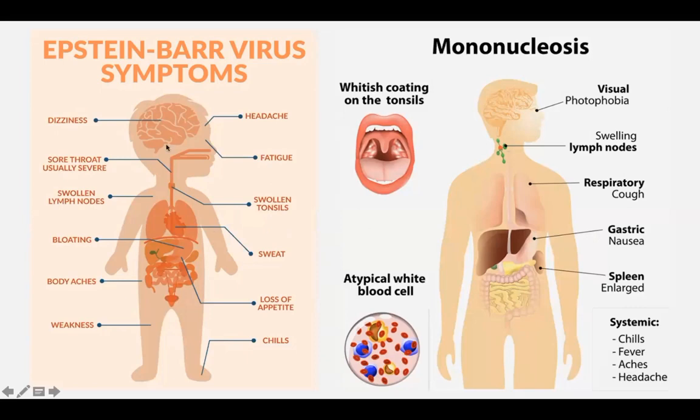You don't say anything else, you say swollen tonsils, swollen lymph nodes, I will agree. Because you cannot say headache is not there, fatigue or malaise or sore throat is not there, right? Sweating, loss of appetite, weakness or chills. Because when there is fever, there are chills. Fever and chills, there is headache, fatigue, all the flu-like symptoms, prodromal syndrome.